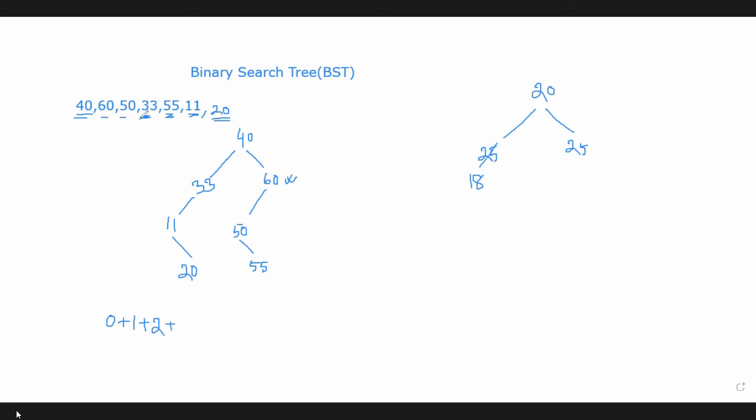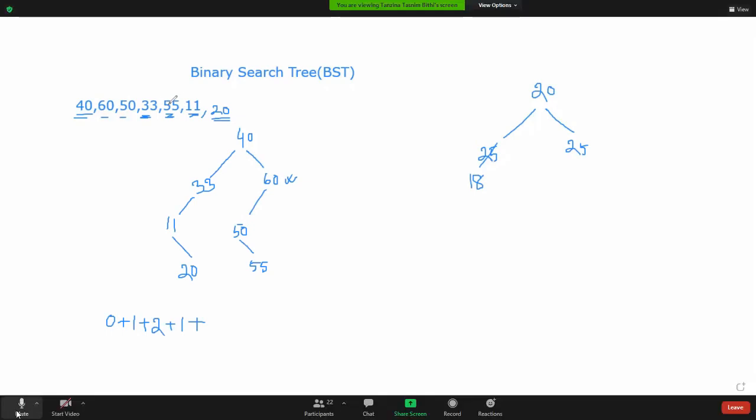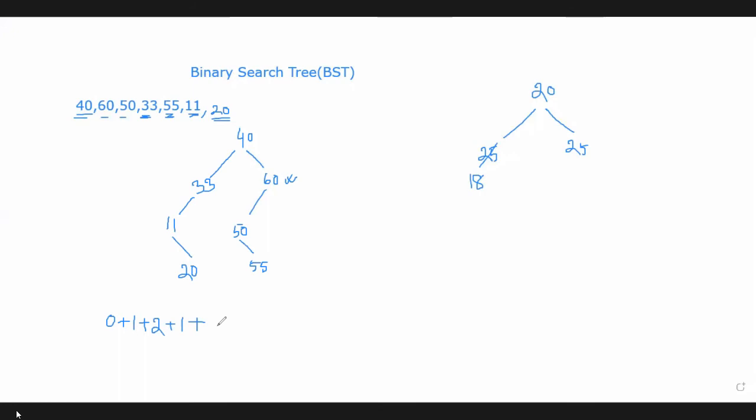Okay, now the next node is 33. For this node, we just needed one comparison. We compared 33 with the root node, and then we inserted it in the left subtree. So for 33, the number of comparisons is 1. Then the next node is 55. So how many times did we compare that node? 3 times, very good. At first with 40, then with 60, and then 50. So the number of comparisons is 3.